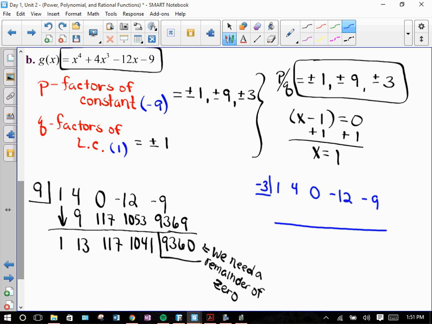What's the first thing to do? Bring 1 down, keep 1. Negative 3 times 1 is negative 3. 4 plus negative 3 is 1. Negative 3 times 1 is negative 3. 0 plus negative 3 is negative 3. Negative 3 times negative 3 is 9.